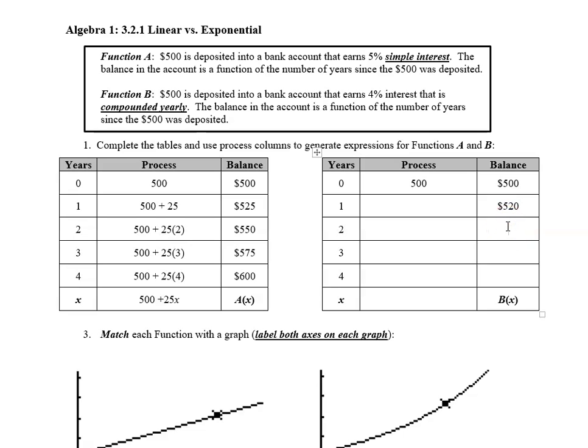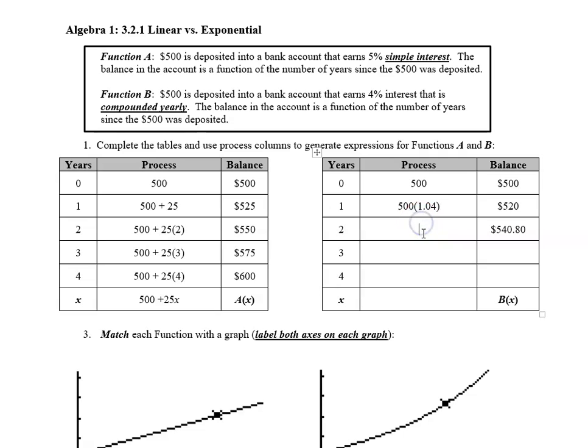And then with compounding yearly, you take the balance at the end of the year and you calculate interest on the new balance. So you would multiply 520 times 0.04, and then you would add that total back, and you will get 540.80. So what I need to do is figure out what I'm really multiplying by. So if you'll take and divide 520 by 500, you will see that you're actually multiplying by 1.04.